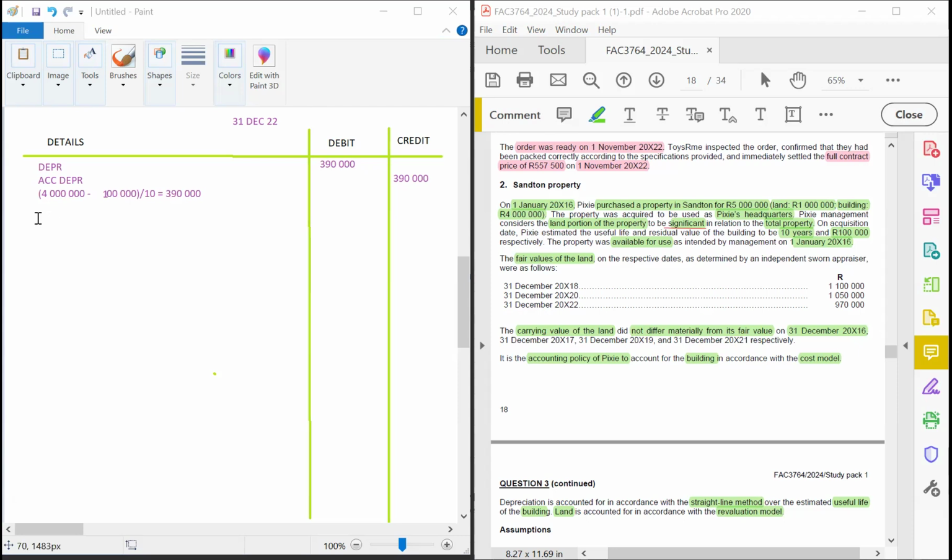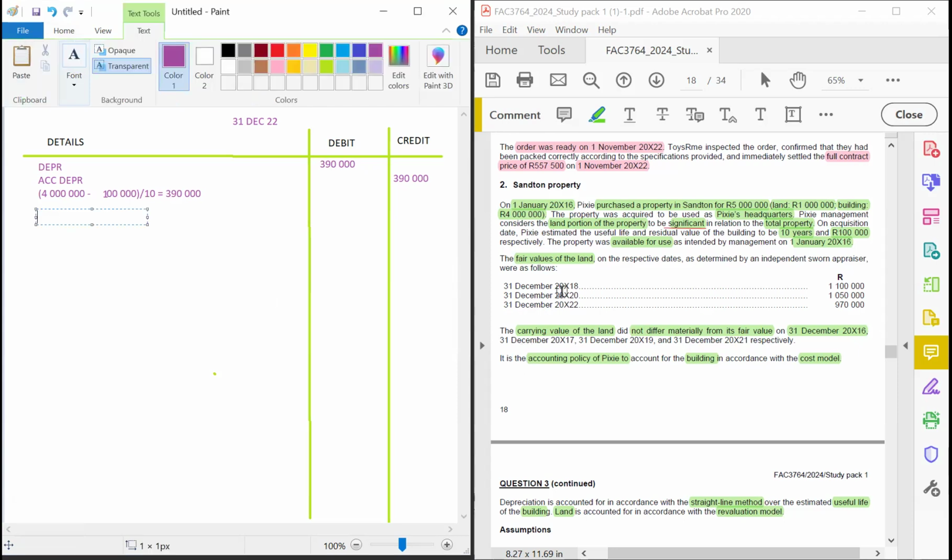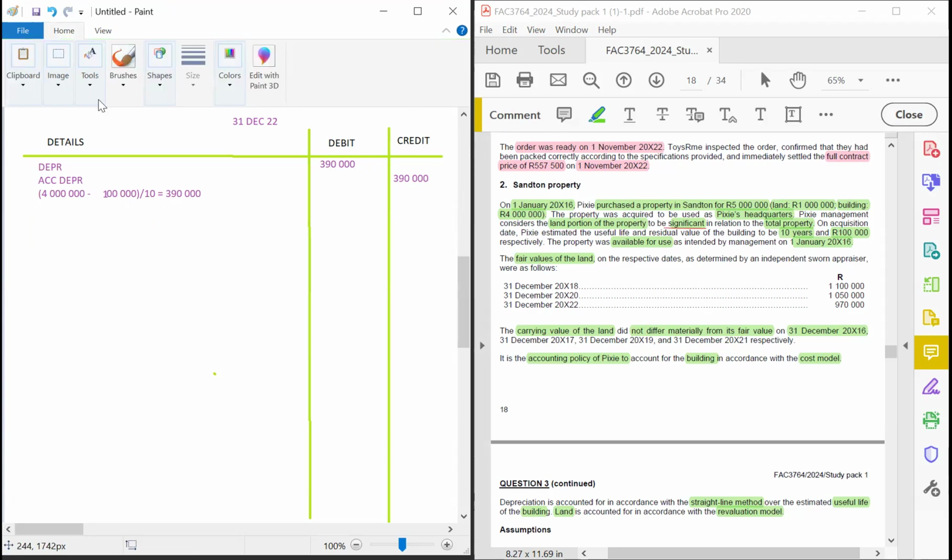Okay, so now I am going to move on to the land. With land, we don't depreciate because it's on the revaluation model. What can we do? We can revalue, right? So now this is going to be very interesting. Before I even do that, let me just explain it. With land, it is on the revaluation model.